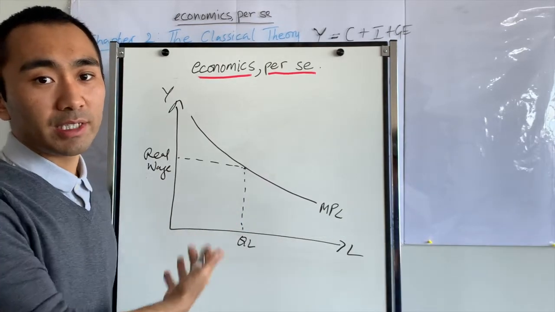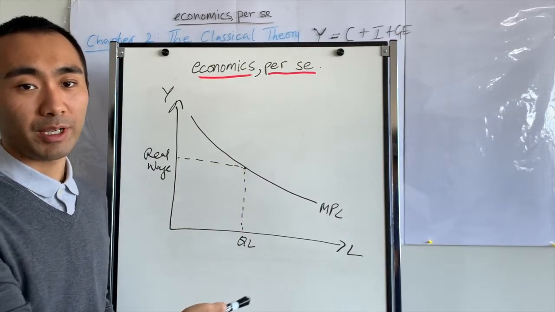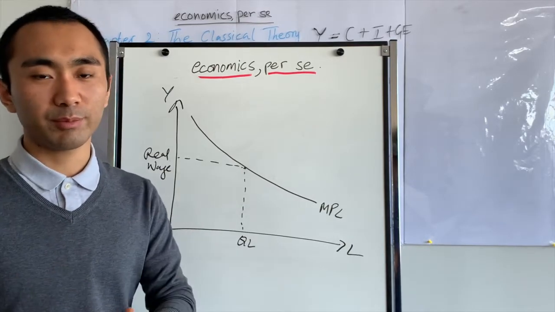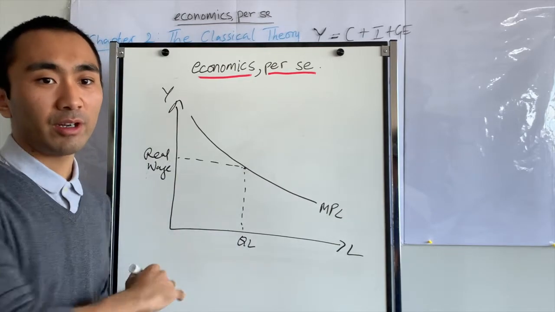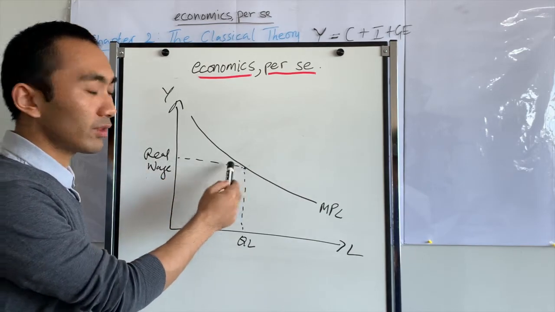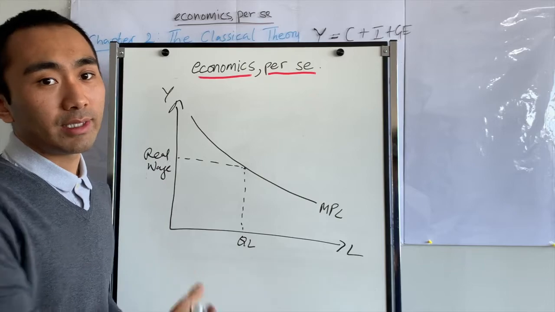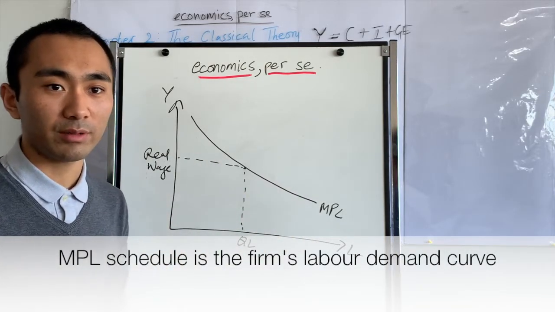Because the MPL diminishes as the amount of labor increases, the curve is downward sloping. For more on MPL schedules, you'll learn about demand schedule and supply schedule and MPL schedule in microeconomics. The firm here will hire up to the point at which real wage equals the MPL at the intersection point. And that's it. The MPL schedule is the firm's labor demand curve.